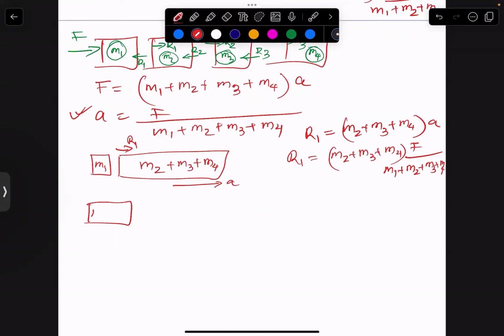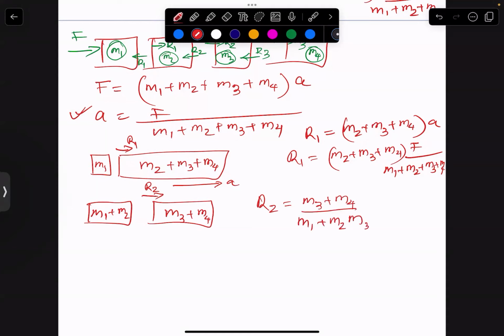Similarly, R2, what will you do? M1 plus M2 is over here, and here is a block of M3 plus M4. And R2 is being provided by M1 plus M2, and that is pushing M3 and M4. So R2 equal to M3 plus M4 by M1 plus M2 plus M3 plus M4 times F.